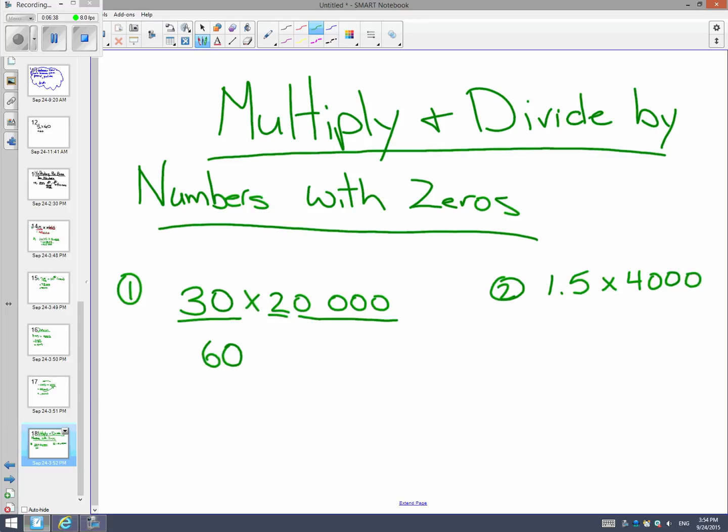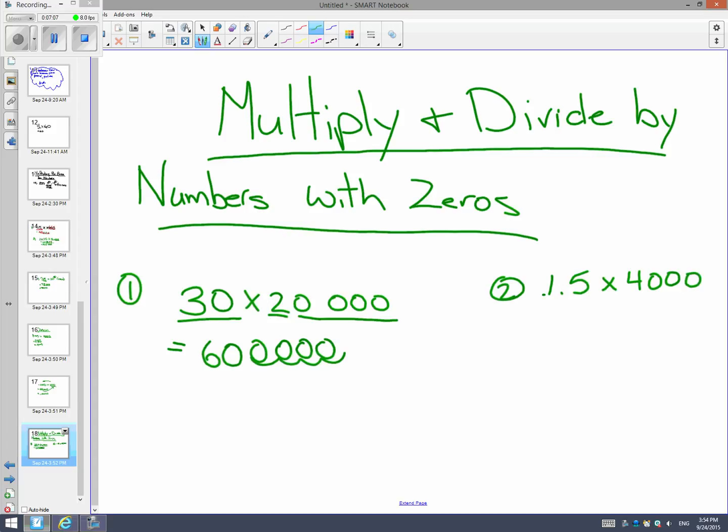And remember, a few minutes ago, when we multiplied by base 10 numbers, we counted the zeros and moved our decimal place to the right. It's the same thing here. 60 is our number, and we're going to add in those 4 zeros right there, technically moving the decimal place the 4 spaces. So 30 times 20,000 would actually be 600,000. Pretty easy number to do. I'll only give you numbers that you can do in your head.